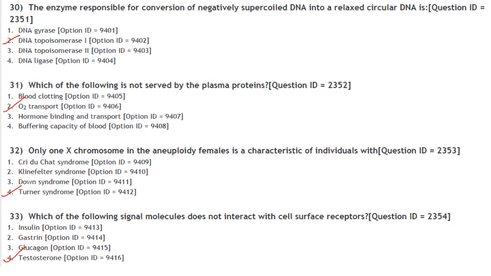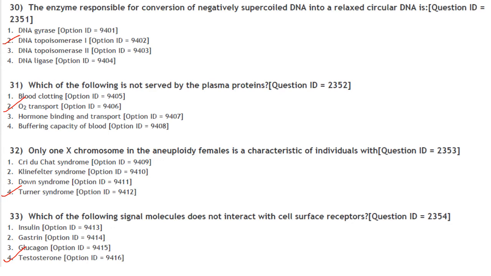Only one X chromosome in the aneuploid female is characteristic of individual. That is, one X chromosome means X0 will be present. So it is usually for the Turner syndrome. Answer is option 4.